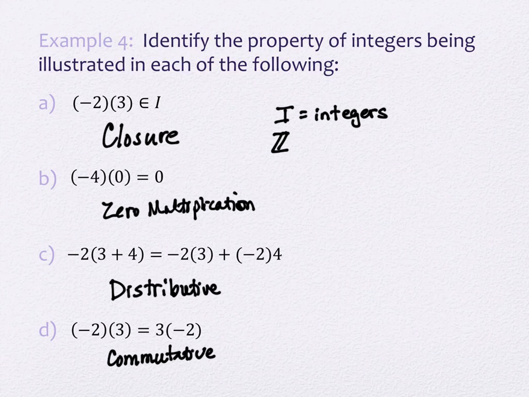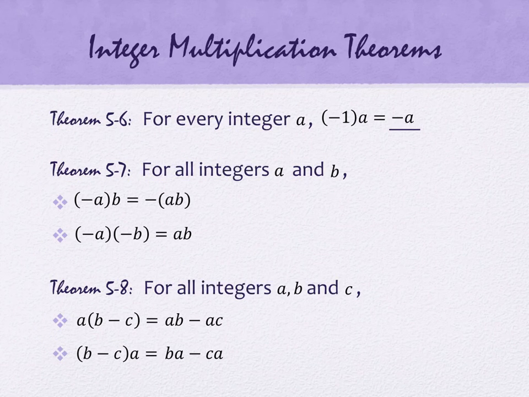All right, we have a few more details to take a look at in this section, theorems and so forth. So here's our first one. Theorem 5.6 says, for every integer a, if we multiply by -1, negative 1 times a, we get negative a. Okay, so every integer has this ability that we can multiply by the negative and we call it an additive inverse, okay? Theorem 5.7 talks about what happens when we multiply by anything else that's not a -1. It's just a negative value.